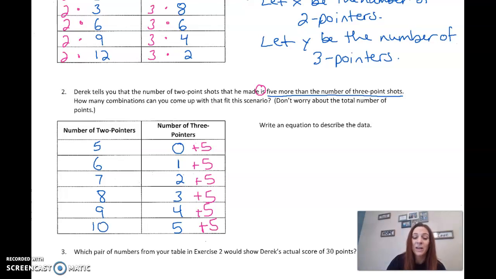Okay, so remember the number of 2-point shots here is X. The number of 3-point shots here is Y. But see what we're doing every single time to the Y? We're adding 5 to it. So if we do this right here, we add 5 to it, that's what gives us our X. That's what I did here. I wrote these numbers, added 5 to it to get here. So we're going to say X equals Y plus 5.